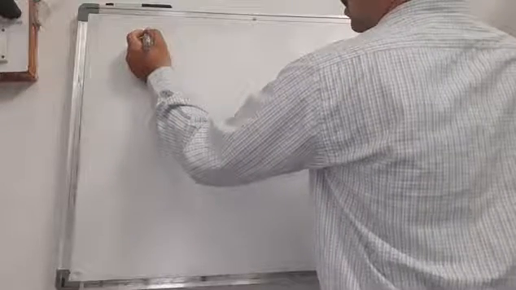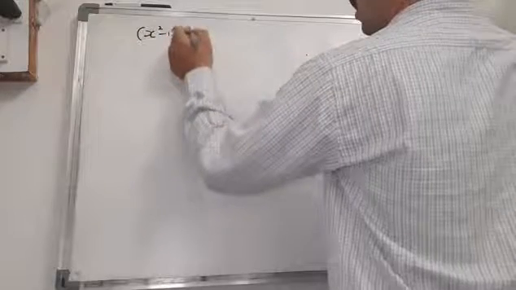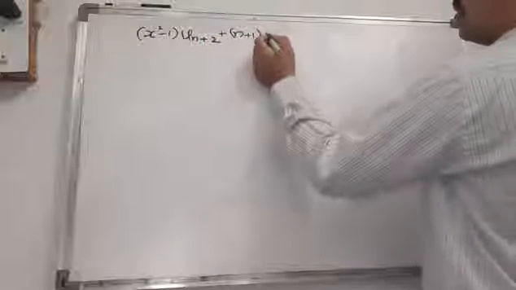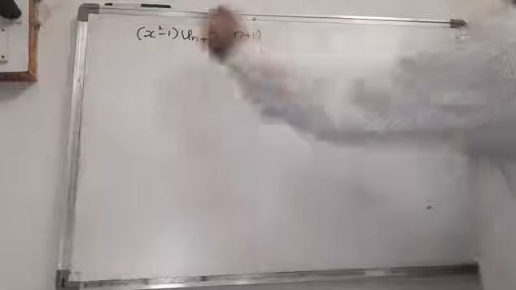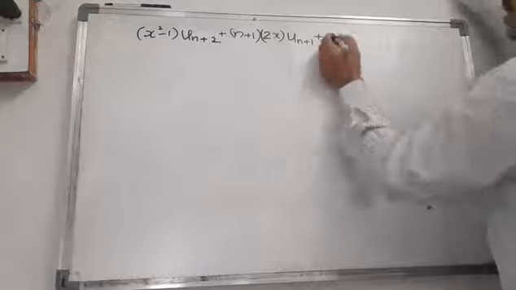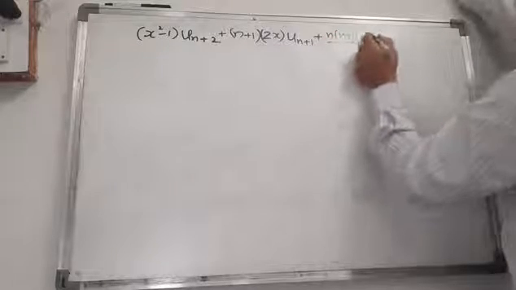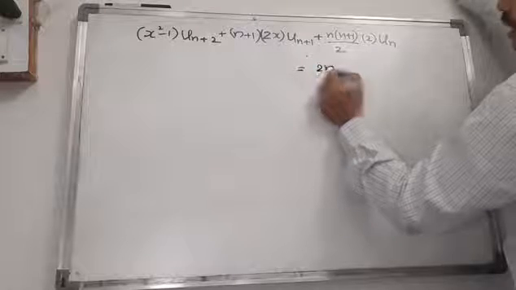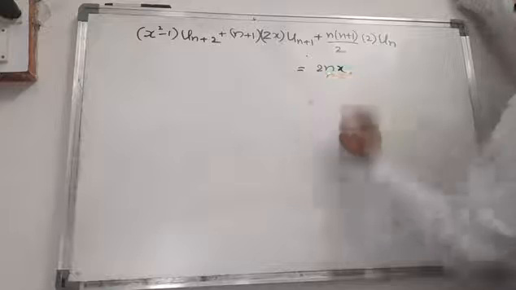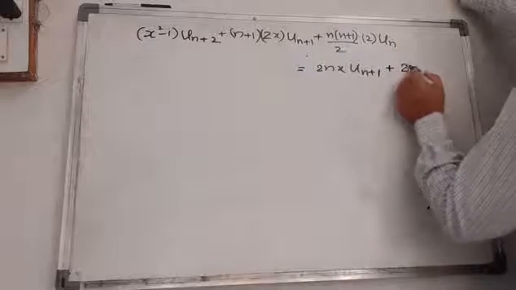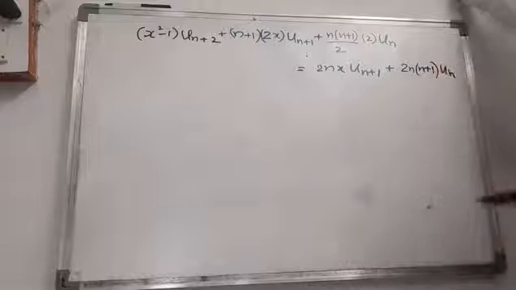Next, what did we get here? (x square minus 1) into u_(n+2) plus (n plus 1) into 2x into u_(n+1) plus n into (n plus 1) by 2 into 2 u_n is equal to 2n into x, 2nx u_(n+1) plus 2n into (n plus 1) u_n. We got it like this. Okay.